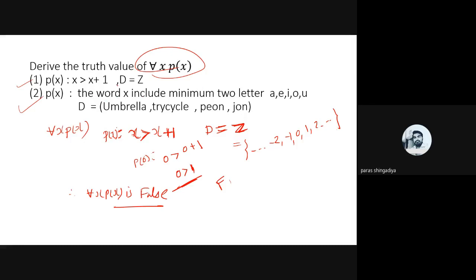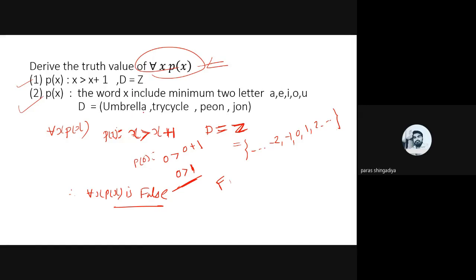And for the second one, a sentence is given, and the domain is four words: umbrella, tricycle, tune, and so on. The word x includes a minimum of two letters from A, E, I, O, U. Five letters are given here, and find out how many words from this domain include a minimum of two of these letters. If all the words include a minimum of two, then we can say that every x P(x) is true. If it is not true for every one of the four words given in the domain, then we can say that it is false.